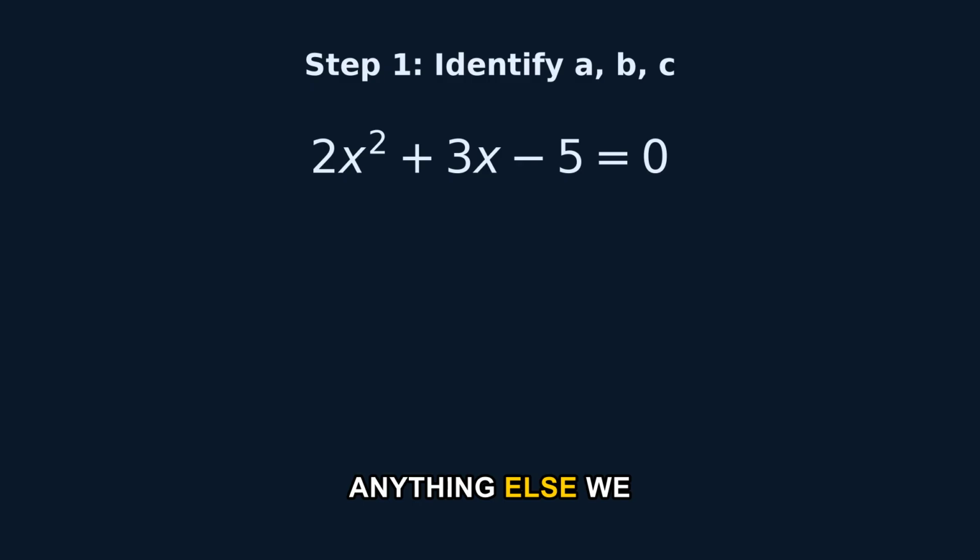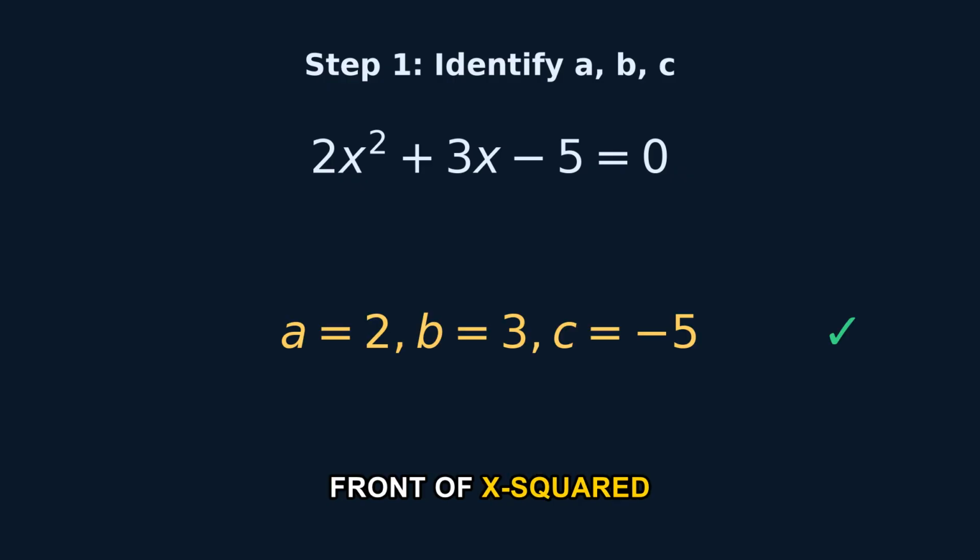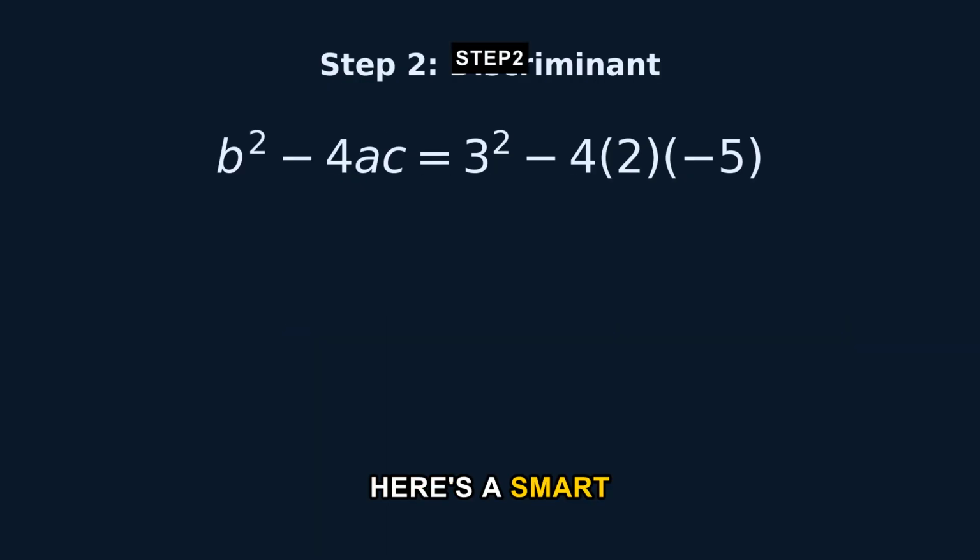Before we do anything else, we need to identify our three coefficients. The number in front of x squared is our value of a, which is 2. The number in front of x is our value of b, which is 3. And the constant at the end, that's c, which is negative 5. That negative sign is part of c, so don't drop it. Write a, b, and c down clearly before moving forward, because one small mistake here will throw off every step that follows.